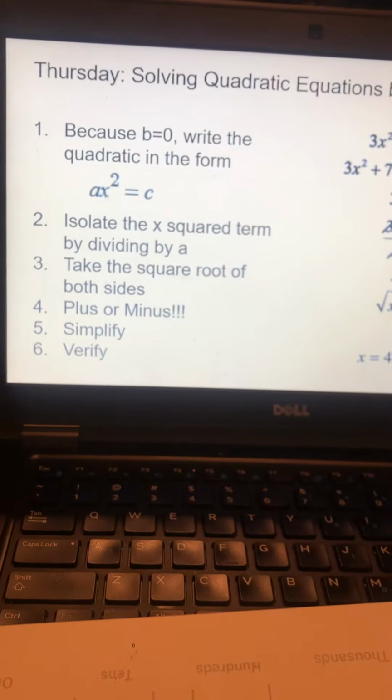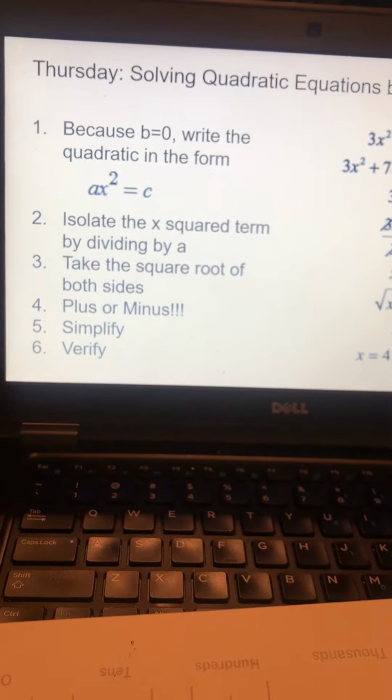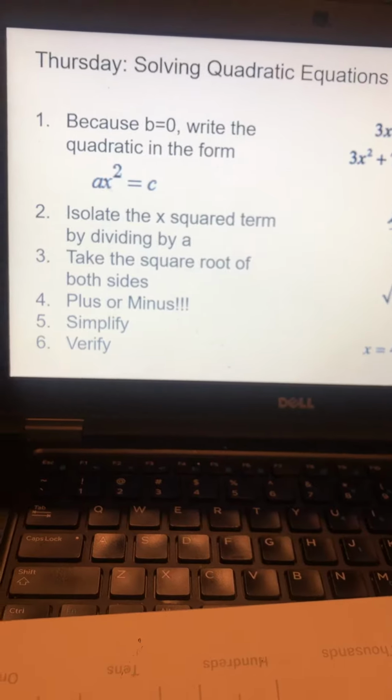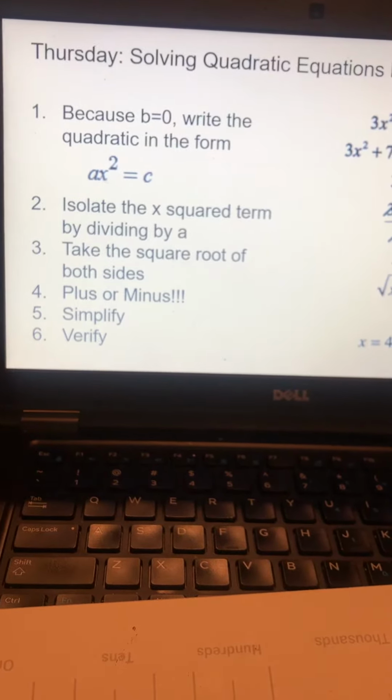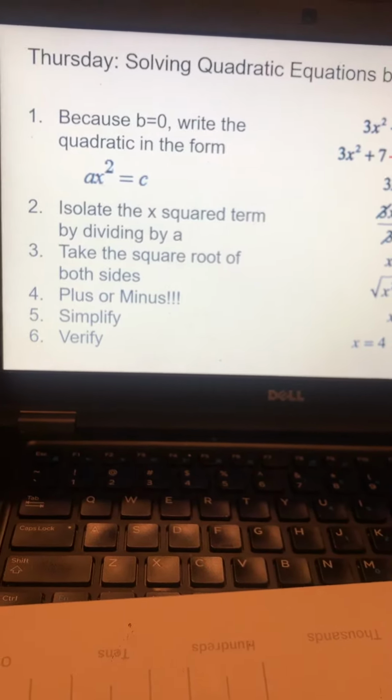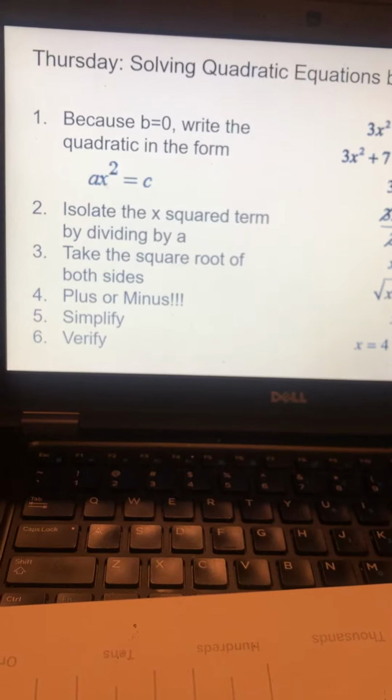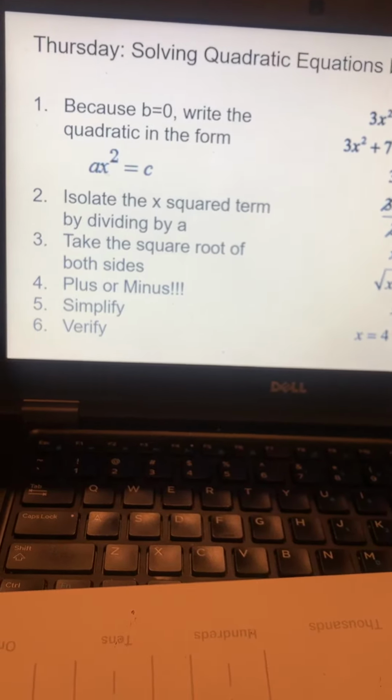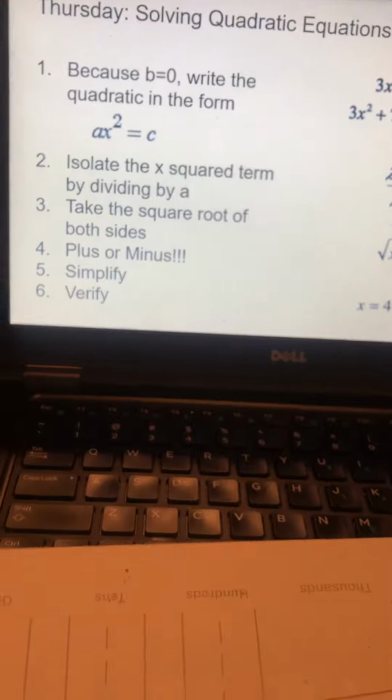We'll now take the square root of both sides, as it is the inverse of squaring. And then we have to remember that our answer always gets plus or minus. There are two solutions when you square root, and we simplify if need be. Finally, we verify our solution.